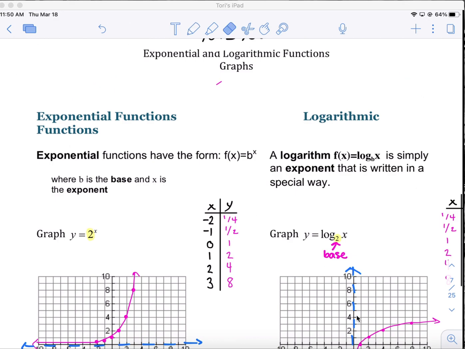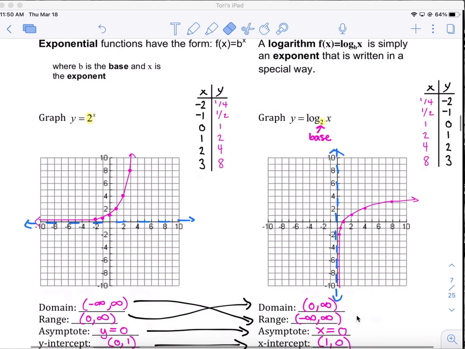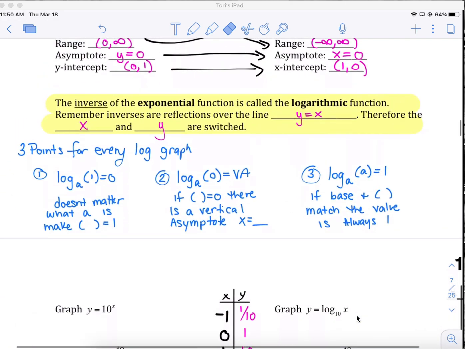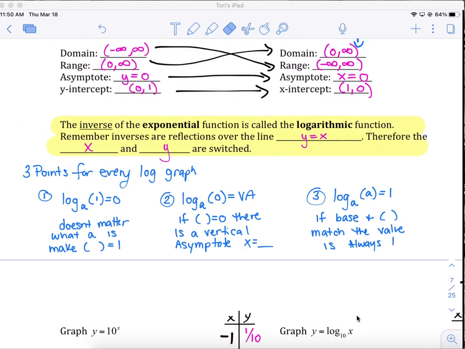All right, all that being said, that is not how you will graph a log. You will not graph an exponential, switch all the pieces, and then graph it. It just would take way too long to do that. So here's what I need you to know. These are the 3 points that every log graph has. You are going to try for 3 different things. You are going to try to make your parentheses 0, 1, and a. If you will copy those down, we'll get started.